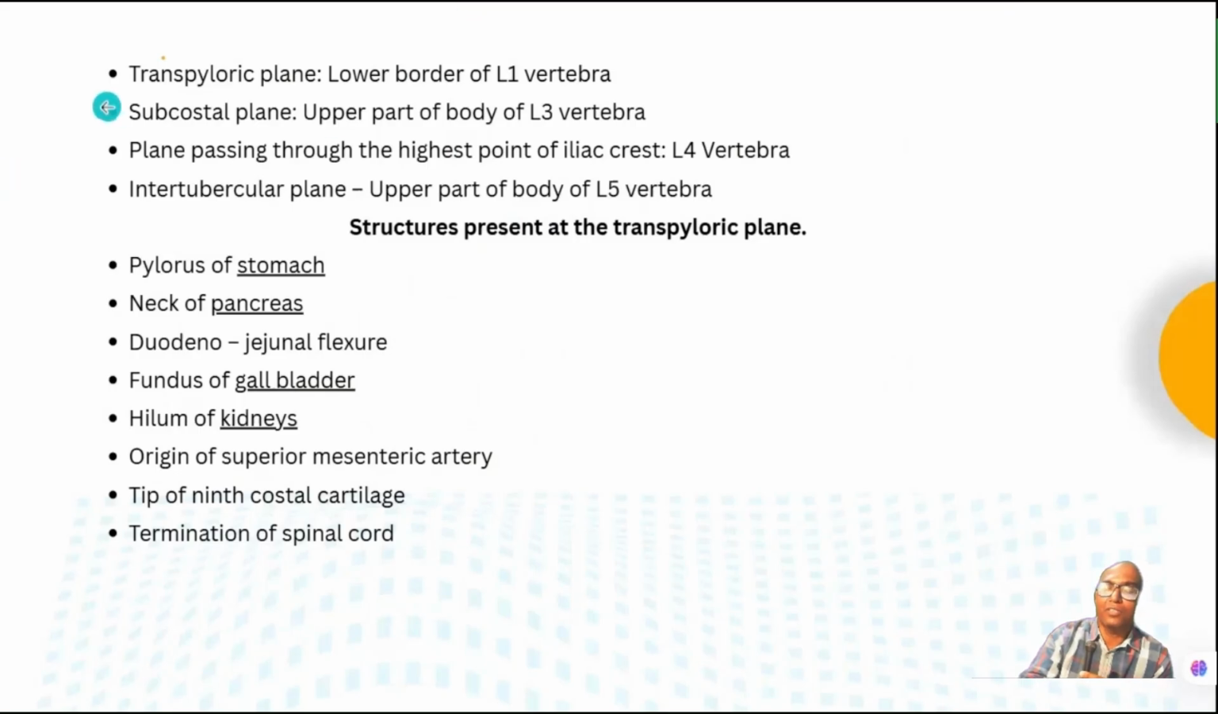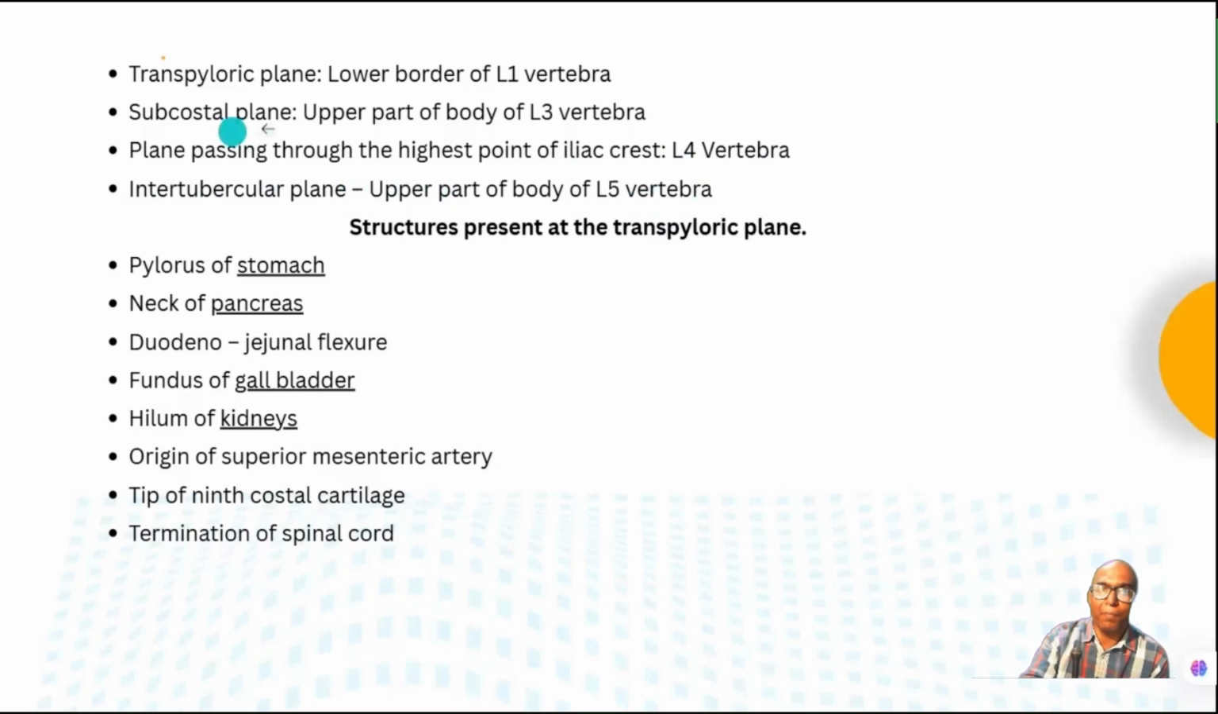So as I already mentioned, here is an SBA: the transpyloric plane will pass through the lower border of the L1 vertebra, while the subcostal plane passes through the upper part of the body of the L3 vertebra, and there is another plane passing through the highest point of the iliac crest, which is at the level of L4. This we have not discussed and it is not significant from our current discussion point of view. The next transverse plane is the intertubercular plane, at the upper part of the body of the L5 vertebra.